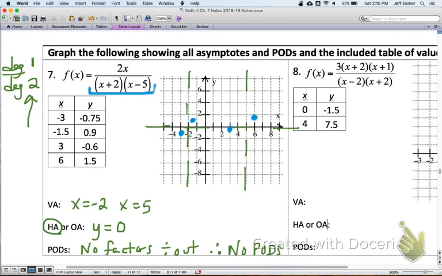So what would our graph look like? Our graph would look like this branch. Go all the way down. At this location right here, the numerator equals 0. So I'm guessing it looks like this. And then the last region is like this.